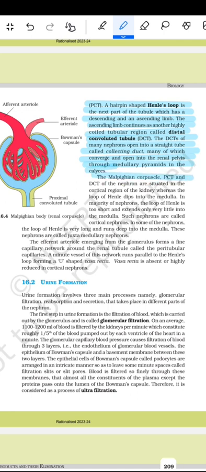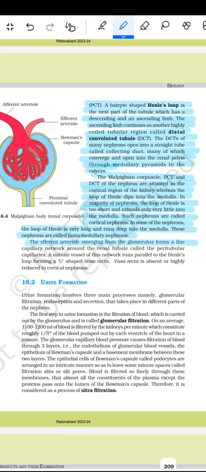The Malpighian corpuscle, PCT and DCT of the nephron are situated in the cortical region of the kidney, whereas the loop of Henle dips into the medulla. In the majority of nephrons, the loop of Henle is too short and extends only very little into the medulla. Such nephrons are called cortical nephrons. In some nephrons, the loop of Henle is very long and runs deep into the medulla. These nephrons are called juxtamedullary nephrons.